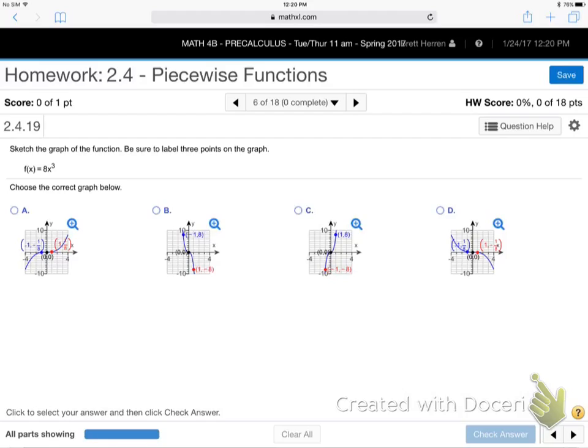Okay, so this is y equals 8x to the third power. All right, so how do you go about graphing? This will just be a quick introduction. I'll talk a lot more about this on Thursday. We'll go crazy with this.